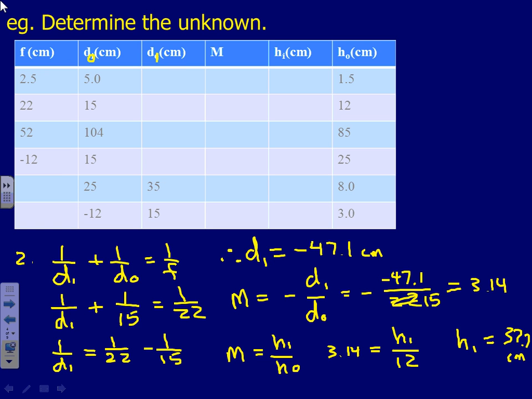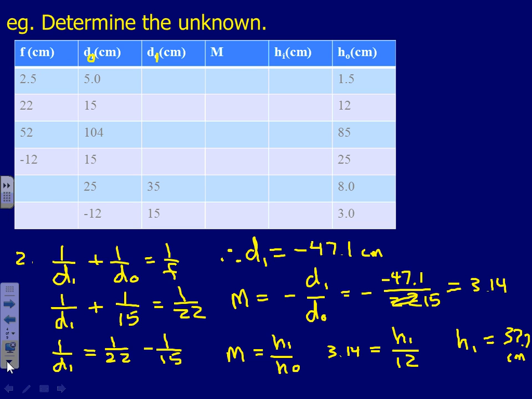Let's jump down. Let's skip a few. Even though you've already made the chart, you can go back and maybe finish that. Let's jump down to the negative 12. Let's take a look at one that has a negative focal length. So I'm going to do that one next. Okay? So we'll call that number 4 when we do our example.